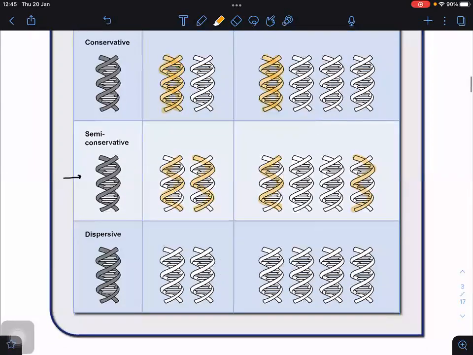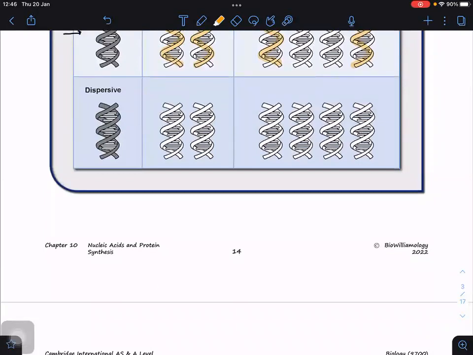Dispersive is a bit hard to shade. It will be half. I take this one half at the back, and this one half at the front. Half here, half at the back, half at the back, half at the front. Dispersive is a bit difficult. So this is dispersive.